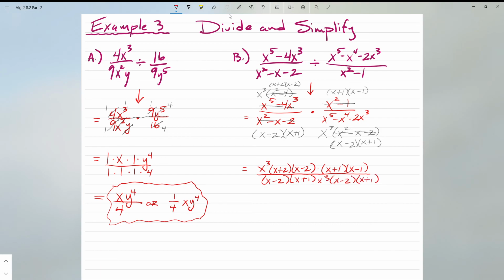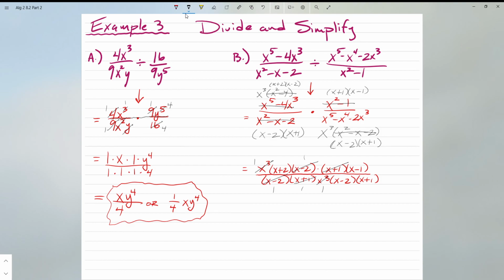And then I'm going to look to see what factors they have in common from top and bottom. So I see an x cubed right away. So that can divide or cancel out on both of them. I do not have an x plus 2 on the bottom, but I do have an x minus 2. And I could have canceled it from either spot. I do have an x plus 1. So then that would cancel, honestly pick either one of them, it wouldn't matter. And then I believe that is it.